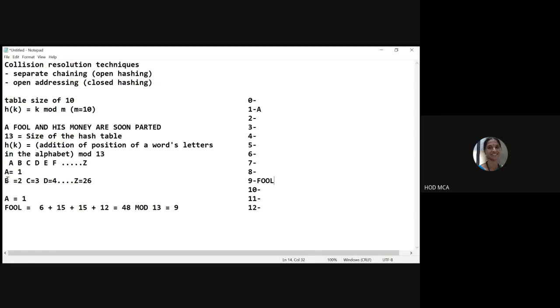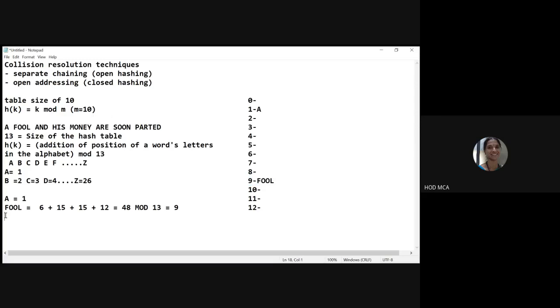Probably you can put this table on one side and keep it ready, which is what is A, what is B, what is C, what is D, what is E, up to Z. Z is 26. So up to that position, you can keep your table ready so that it becomes an easy reckoner for you to start doing this kind of calculation. Otherwise, you will have to keep on thinking what is F, what is O, what is L, like this. So 48 mod 13 is nothing but 9. So at the 9th location, you are going to store this word, fool.